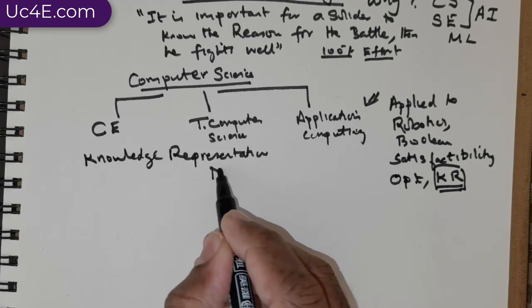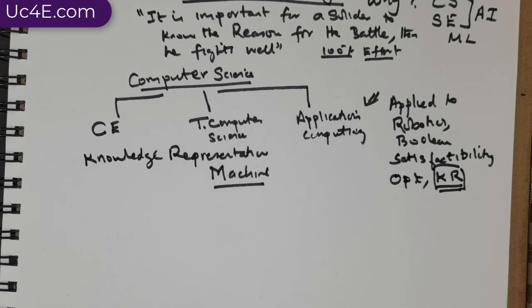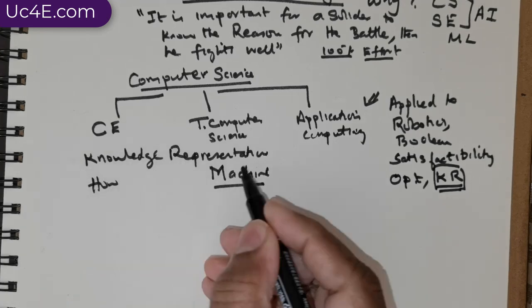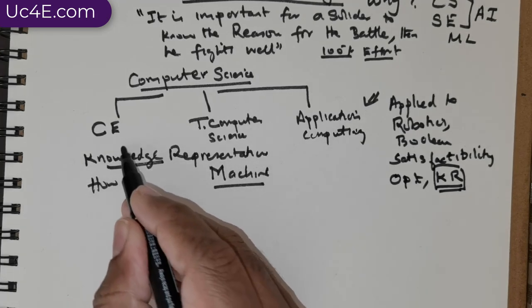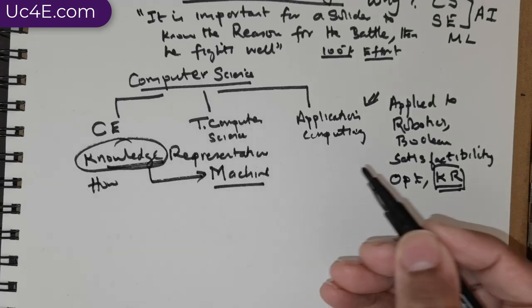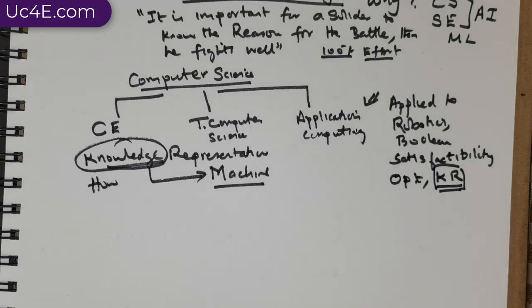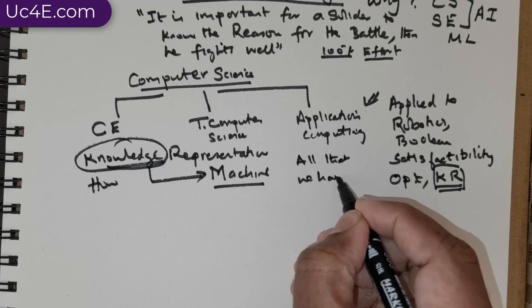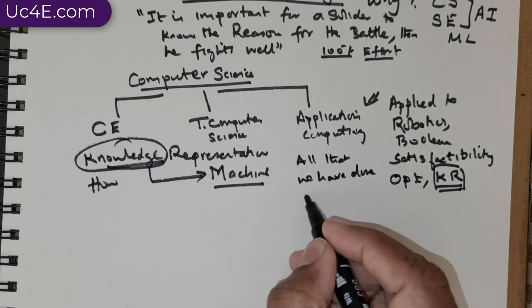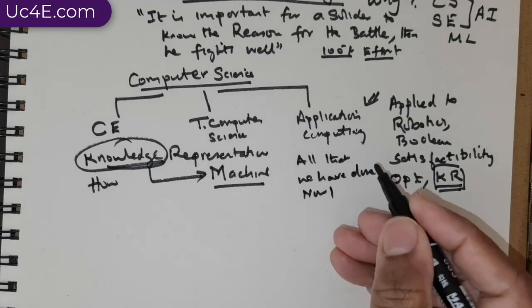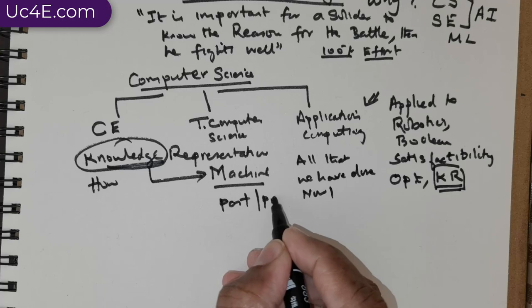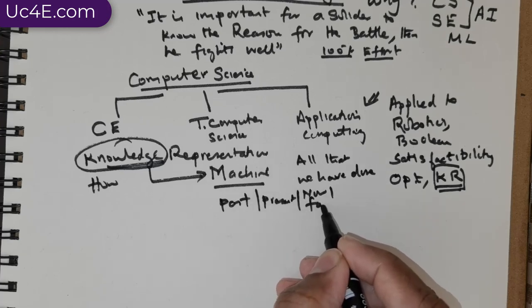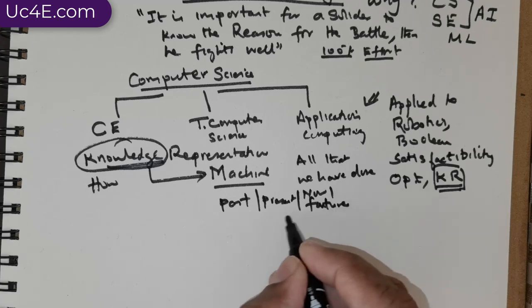Now, if you are designing a machine, you need to first focus on how you are going to represent knowledge to the machine. Why is it important? You might be asking me, why should I represent knowledge to the machine? But the all important fact is, everything that we have done in the past, or will be doing now, or anything else in the future, past, present, and future, all that is connected with our action is knowledge driven.